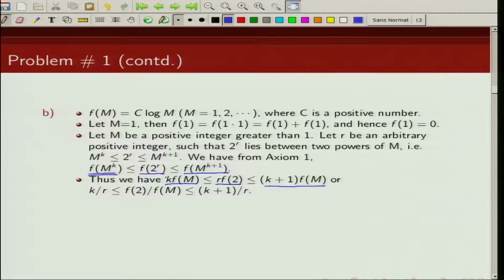Now if we divide all across by f(m) times r, what we get here is k/r is less than or equal to f(2)/f(m), which is less than (k+1)/r.